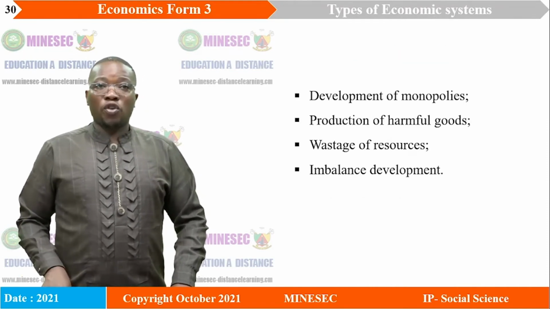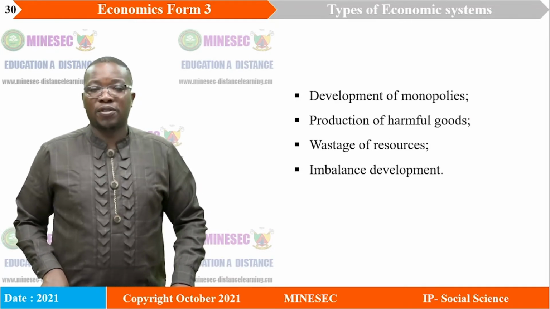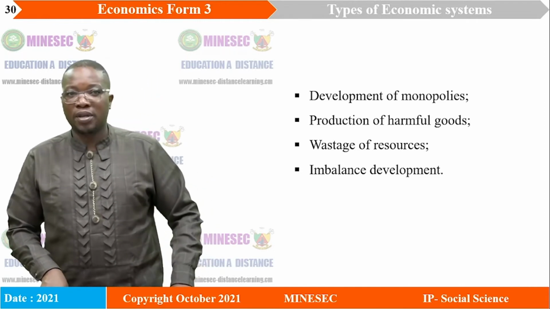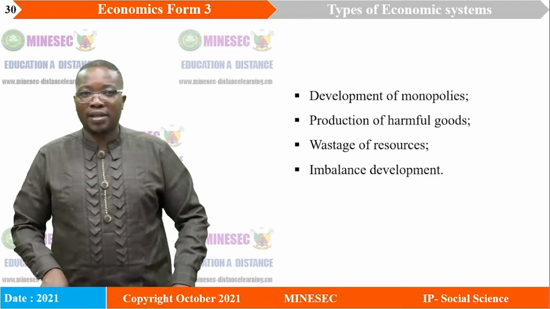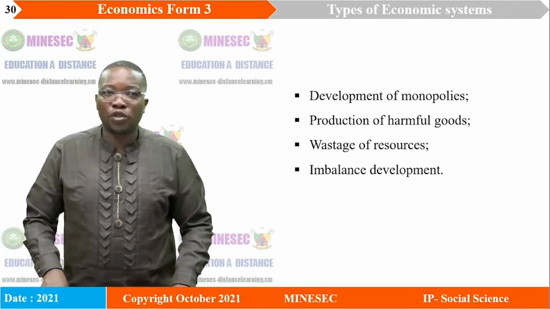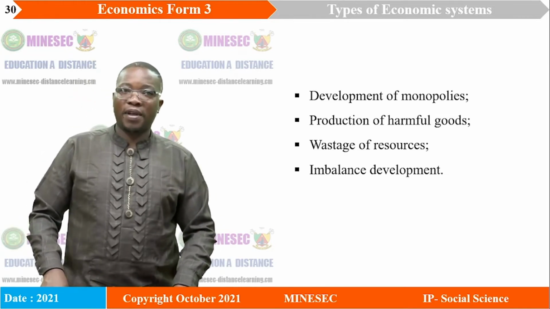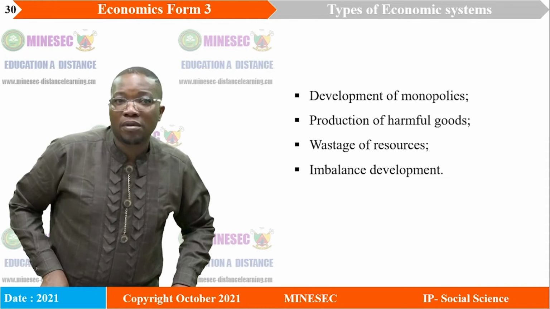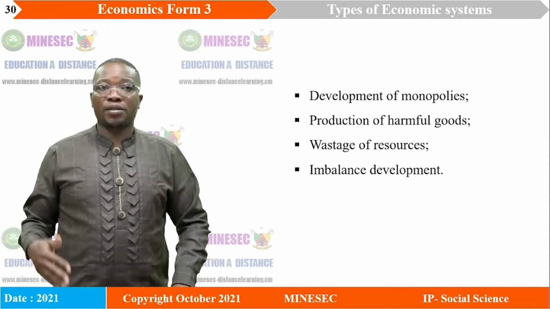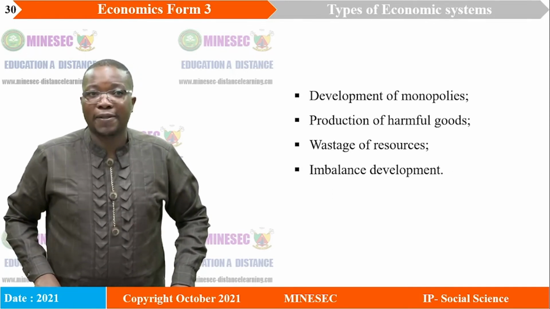We are also going to observe that in a market economic system, there is a development of monopolies, which is disadvantageous. A group of individuals can decide to combine and produce as one, which will be a disadvantage to the population because they might have a way of influencing the prices of the goods that are being supplied in the market.